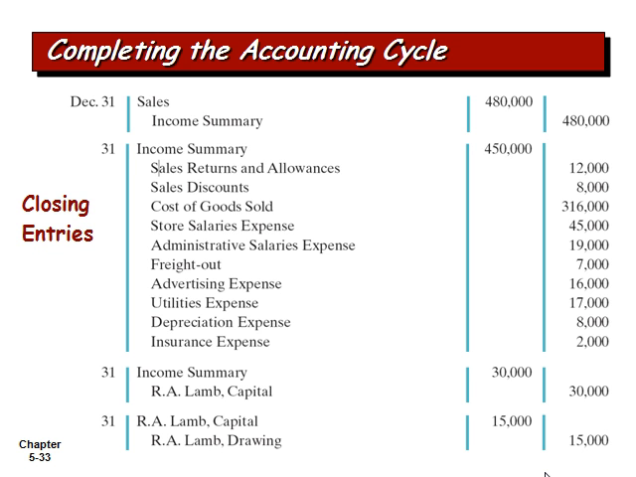These are typical closing entries. You'll remember that sales normally has a credit balance. To close it, we debit it, credit income summary. Then we have all of our various accounts that normally have debit balances. We close those by crediting them: sales returns, sales discounts, cost of goods sold, and so on. And we close out the income summary account, and we close out the drawing account into capital.